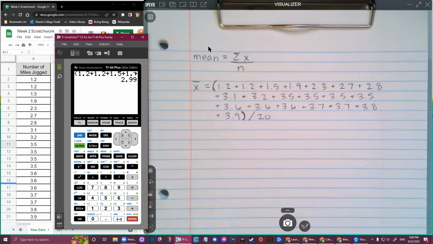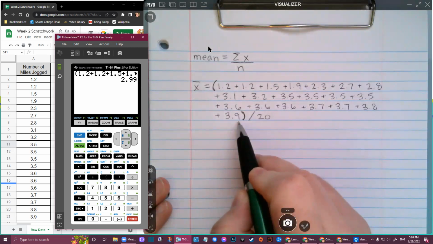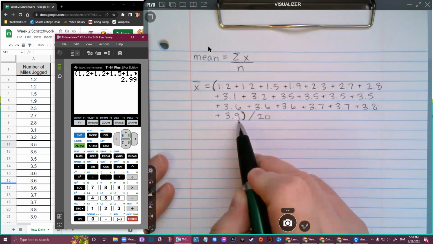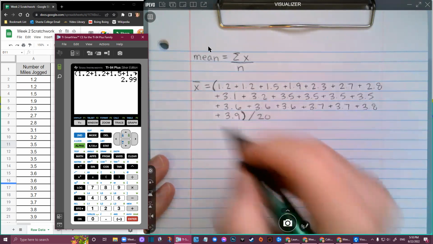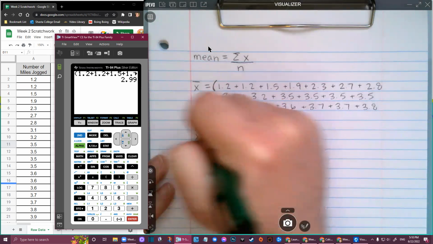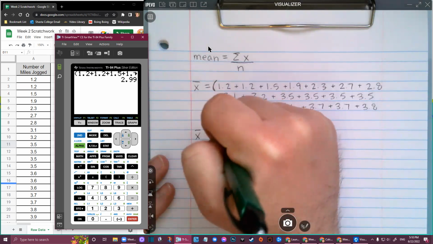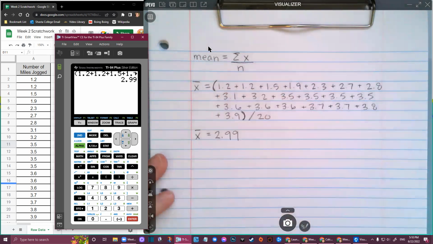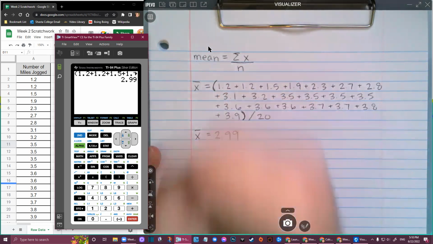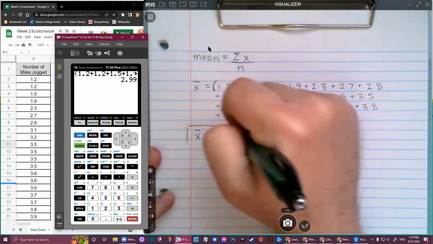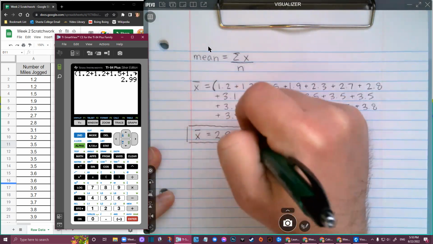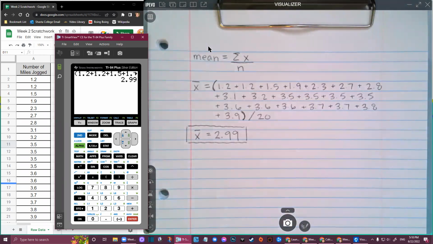We always round our mean to one place past the original data. The original data goes out to the tenths place. So I want to round the mean to the hundredths. And that value our calculator spit out is at the hundredths place. So I would just record my mean as 2.99. And that's all we need to do for raw data.